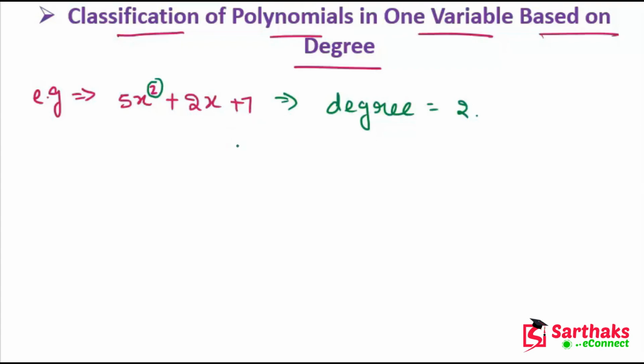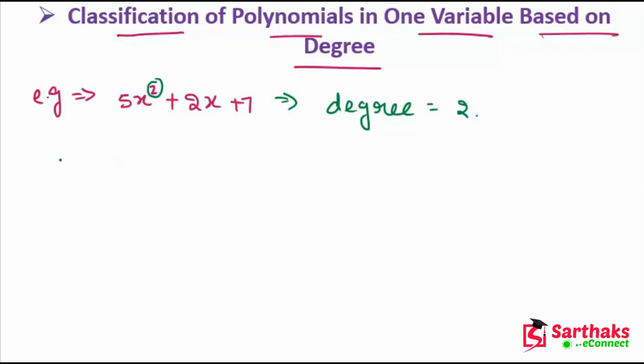So now, my dear friends, if a polynomial has more than one variable, this is the case of polynomial in one variable. Now, if we have a polynomial in more than one variable, meaning two variables, then the degree of the polynomial is the highest sum of the powers of different variables in any of the terms.